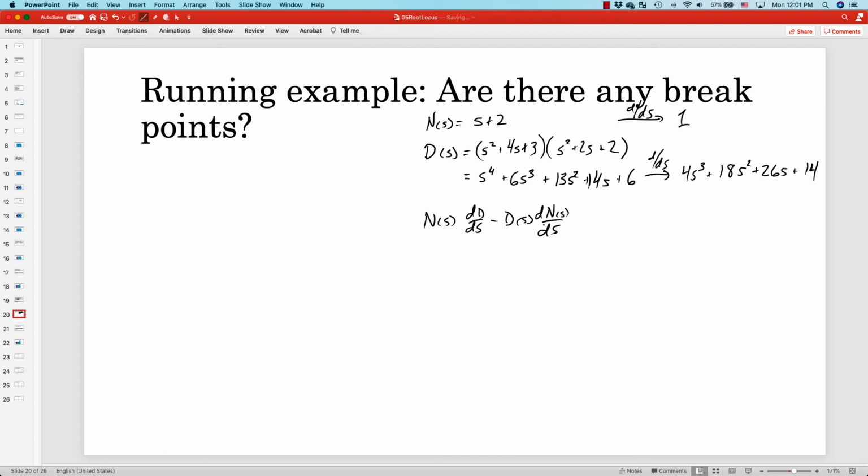All right, so let's do this out. We got s plus 2, and then we do times 4s to the 3 plus 18s squared plus 26s plus 14, minus the denominator, s to the 4 plus 6s to the 3 plus 13s squared plus 14s and 6, don't forget to wrap that, times the derivative of the numerator, which was just 1. All right, so we're trying to solve for the s's that make that expression equal to 0. And if we can find any valid s's that make that true, then those s's have to be our breakpoints.